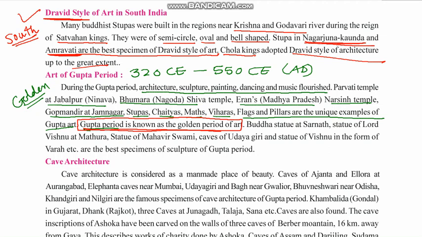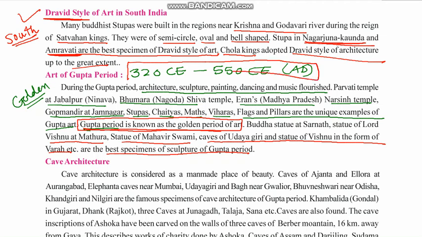Buddhist statues at Sarnath, statues of Lord Vishnu at Mathura, statue of Mahavir Swami, caves of Udaygiri, and statue of Vishnu in the form of Varaha are the best specimens of sculptures of the Gupta period. These are some of the best sculptures that were carved during the Gupta period, made between this particular time.